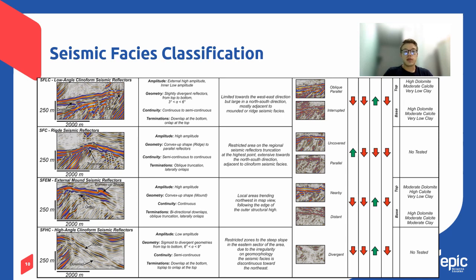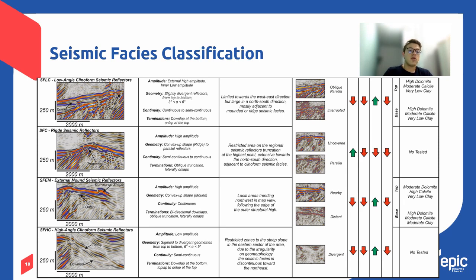On the other hand, the external mound seismic facies is a combination of high amplitude reflectors with convex up shape on the marginal part of the area that change to onlapping towards the truncation of the structural height, and sometimes it's diffused, the onlaps, and sometimes the amplitude of these seismic termination patterns is really clear.